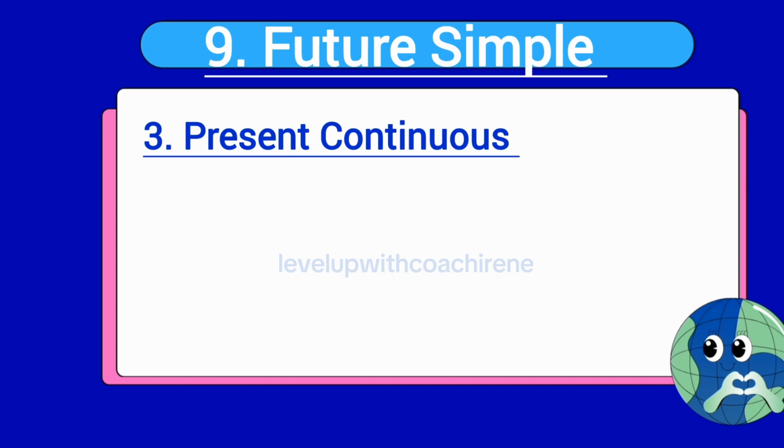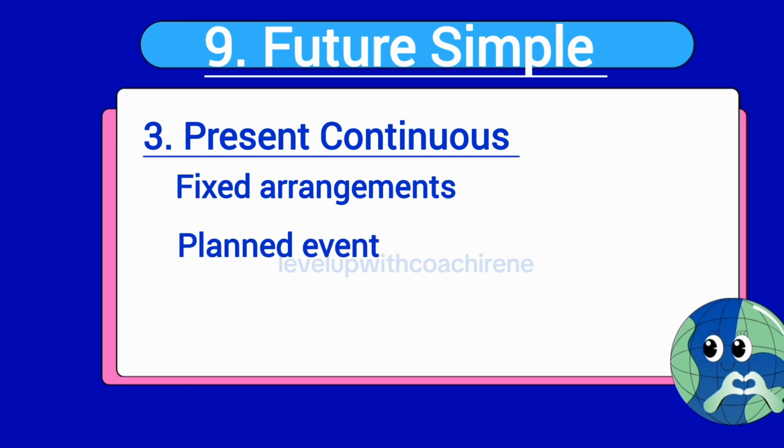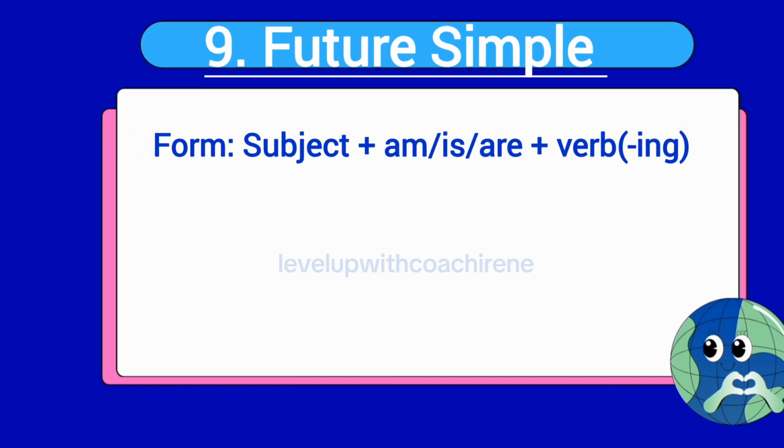Present continuous can be used to talk about a fixed arrangement or planned event in the future, especially when we have already decided on a specific time or place. This usage is common for social plans, travel, appointments, and meetings. It is formed with the subject plus am or is or are plus verb in the ing or continuous form.